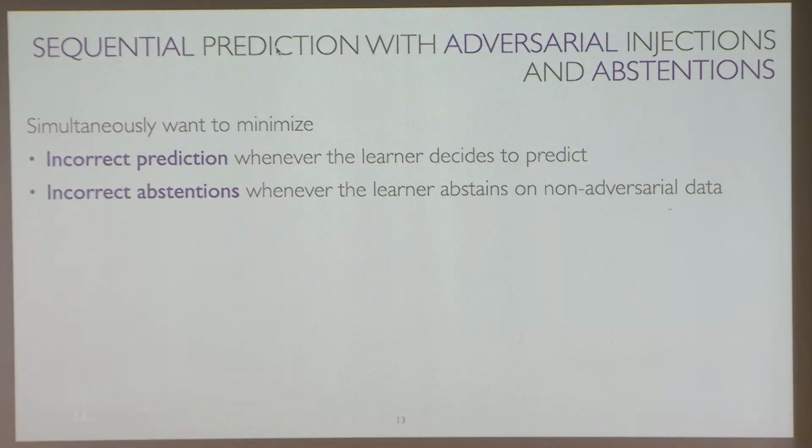But the other thing that we want, because a trivial algorithm could just abstain on everything, then it's going to have no prediction.